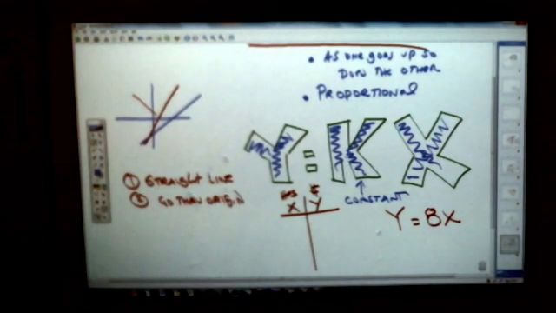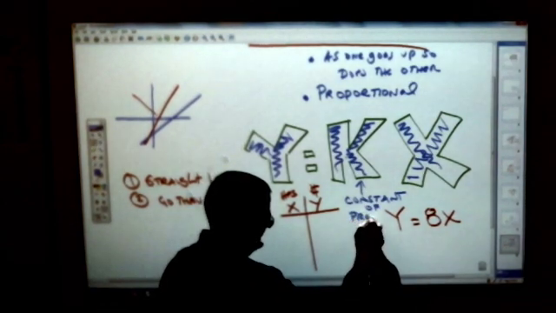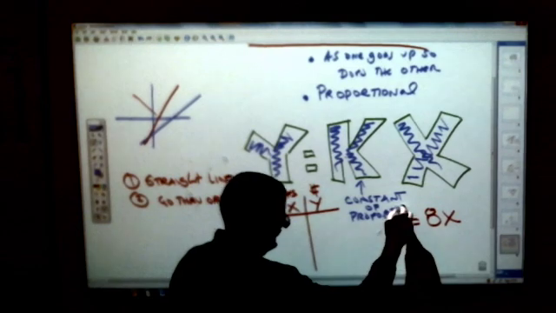I hope it says constant of variation. Oh, constant of proportionality, I guess they call it. That's a long word. The constant of proportionality.